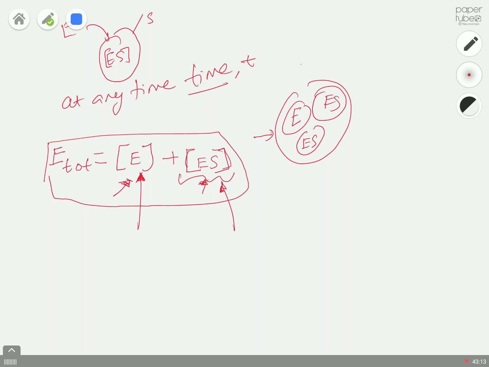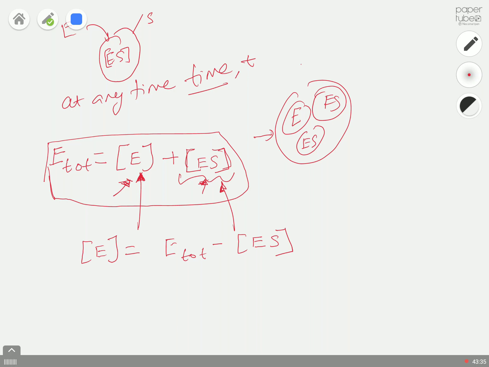So if you want to know the concentration of freestanding enzyme at any instant of time, you can write that it will be equal to E total minus the concentration of your enzyme substrate complex. Yeah?